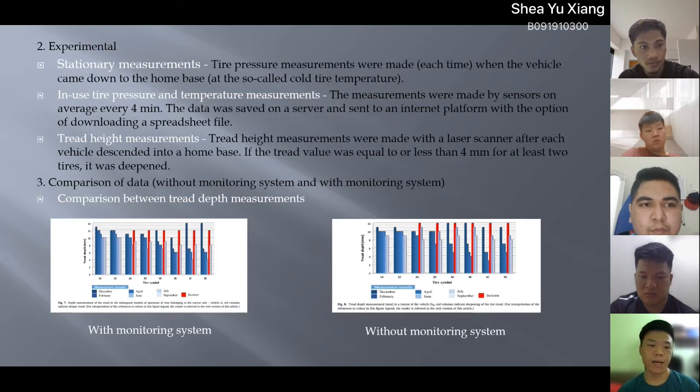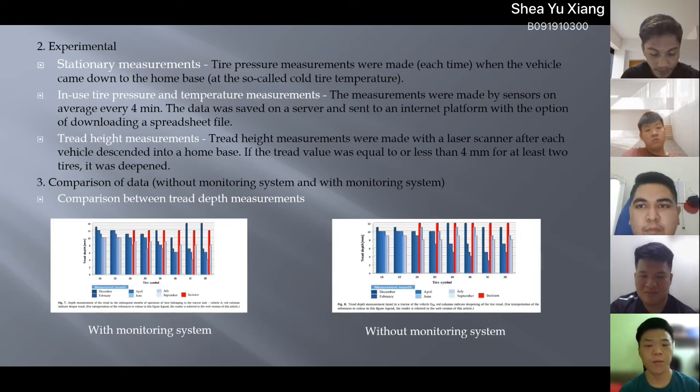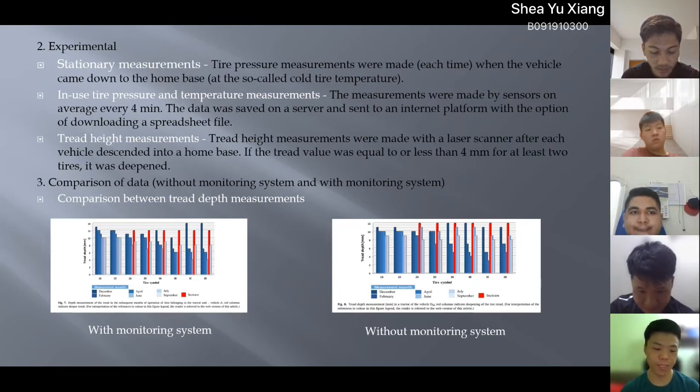For the second is experimental. There are 3 measurements here. The first one is stationary measurements. So tire pressure measurements were made each time when the tire came down to the home base, which means the tire is completely cooled down.